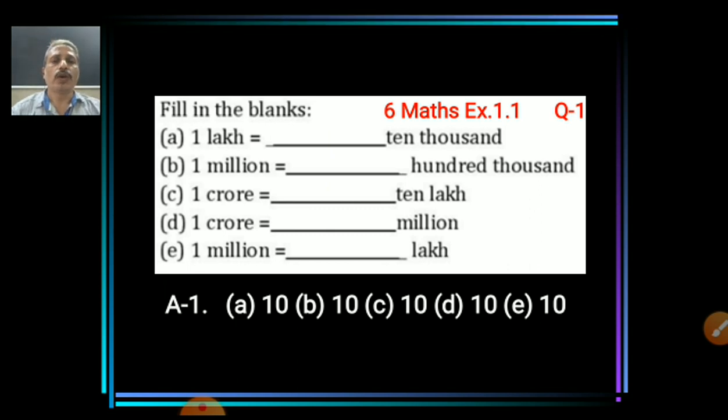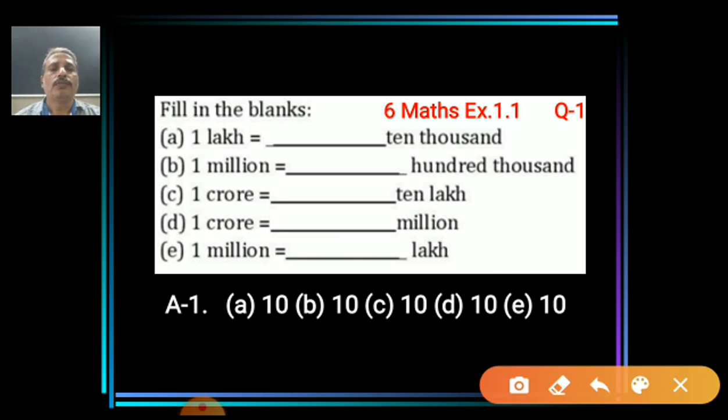Here is question number 1 of exercise 1.1, standard 6, mathematics. Question 1, fill in the blanks. Students, here first A is there: 1 lakh is equal to dash 10,000. It is very easy to say the answer is 10, but how this 10 comes and why it is 10, we have to check out.